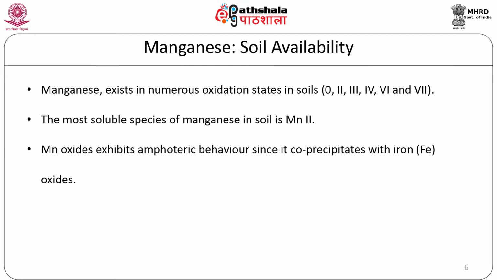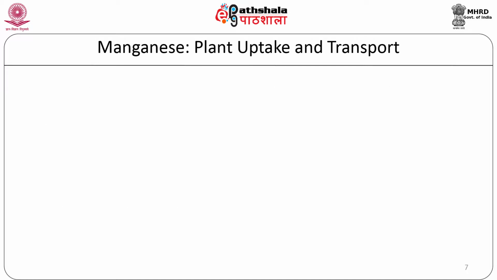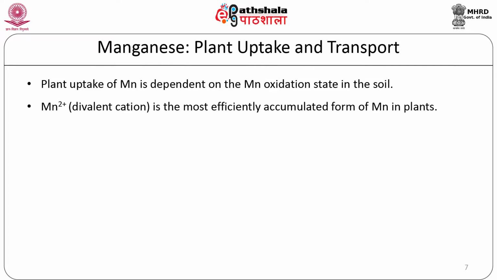Manganese oxides exhibit amphoteric behavior as it co-precipitates with iron oxides. Manganese dynamics in soil is driven by the soil pH. Plant uptake of manganese is dependent on the manganese oxidation state in the soil. While it can vary between a number of oxidation states, the most frequently observed forms in the biological systems are Mn2+, Mn3+, and Mn4+, where Mn4+ is the least stable. The extremely soluble Mn2+ is also the most efficiently accumulated form of manganese in plants. Soil pH is a fundamental contributing factor of manganese oxidation states in soil.